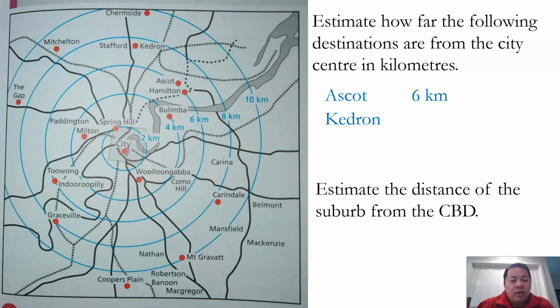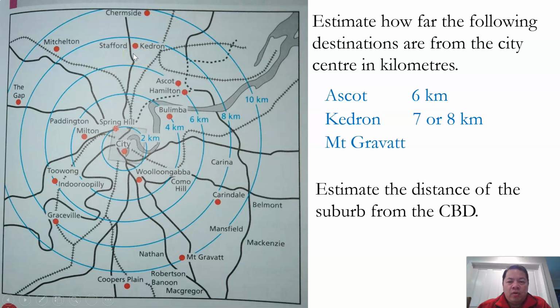What about Kidron? Where is Kidron? Kidron is here. It is a little bit weird. Kidron is not on the blue line. So you see, this is 6 kilometers and this is 8 kilometers, and right in the middle here is actually 7 kilometers. And I actually stated down as the answer, it will be 7 or 8 kilometers. Based on estimation, both of these answers will be acceptable because it's right in the middle here.